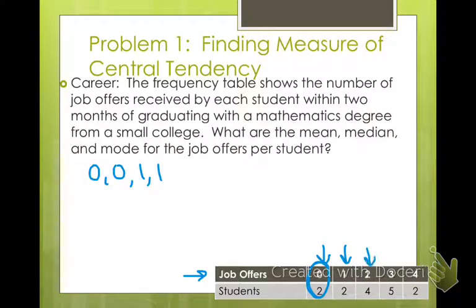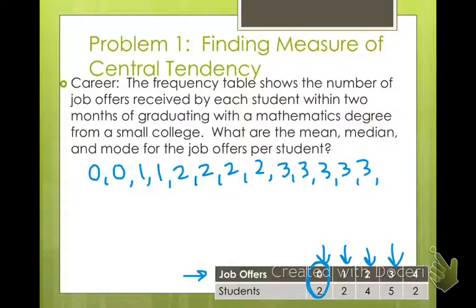We had 4 students that were offered 2 jobs. So we'd write 1, 2, 3, 4 2's. And then we have 5 3's, 1, 2, 3, 4, 5. And then we have 2 4's, 4, 4. Okay, so this is one way to find it. I'm going to teach you a shortcut in a second for where you have really long lists, like one in your homework. Okay, so we need to find the mean, the median, and the mode.